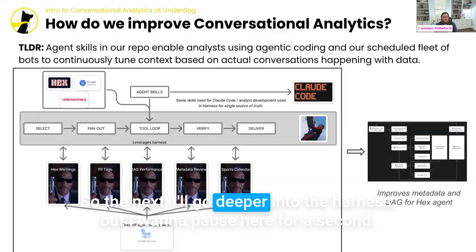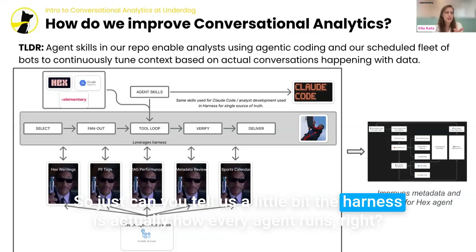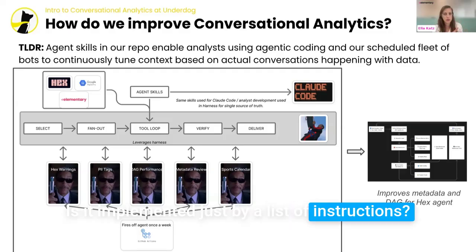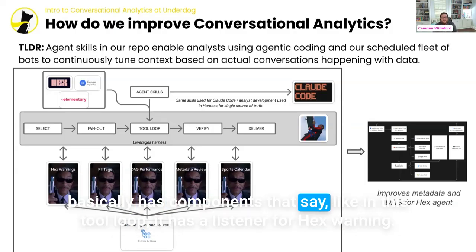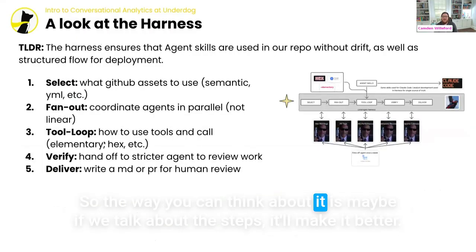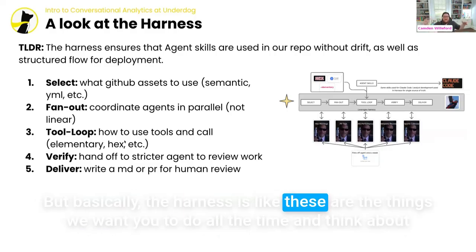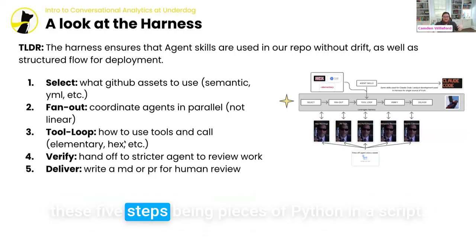So next I'll go deeper into the harness, but I want to pause here for a second. So just can you tell us a little bit? The harness is actually how every agent runs, right? Is it implemented just by a list of instructions? So in our case, it's a single Python harness script. And it basically has components that say, like in this tool loop, it has a listener for Hex warning. So the way you can think about it is maybe if we talk about the steps, it'll make it better. But basically, the harness is like, these are the things we want you to do all the time. And think about these 5 steps being pieces of Python in a script.